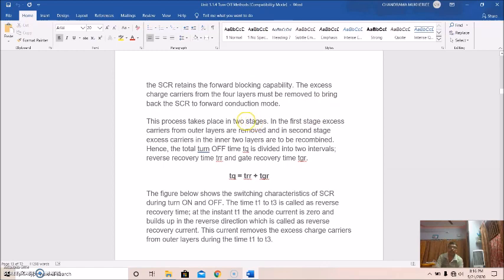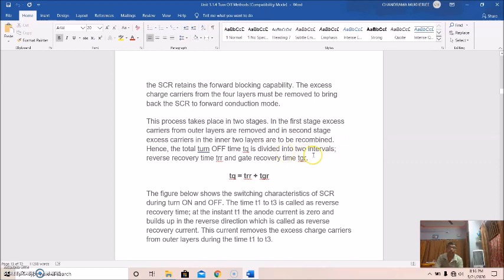The excess charge carriers from the 4 layers must be removed to bring the SCR back to the forward conduction mode. This process takes place in 2 stages. In the first stage, excess carriers from the outer layers are removed, and in the second stage, excess carriers in the inner 2 layers are removed. So outer 2 layers in the first stage and the inner 2 layers in the second stage.